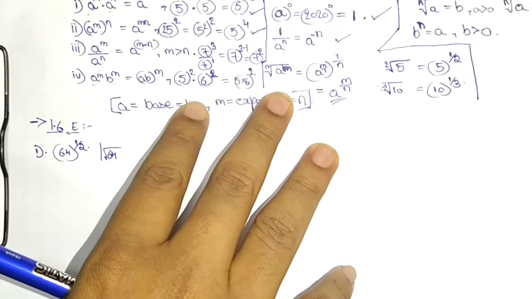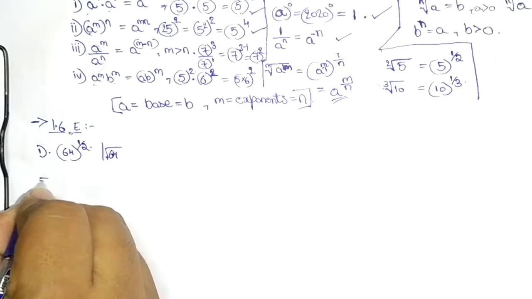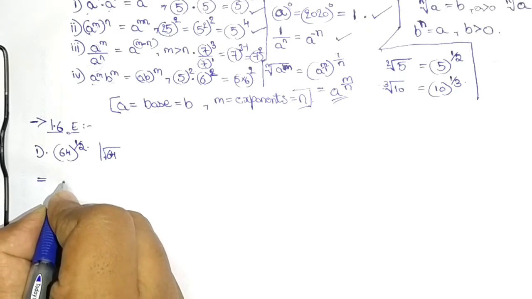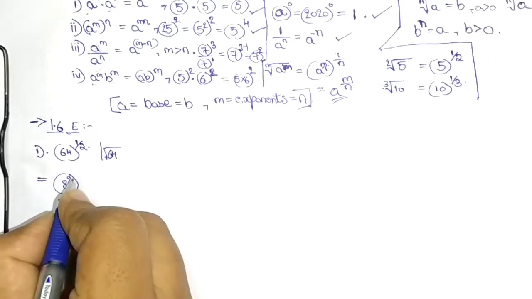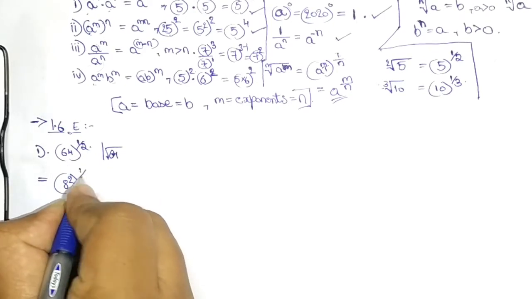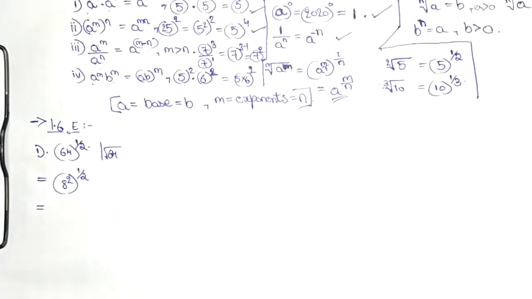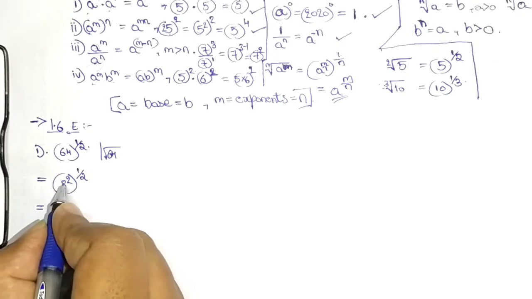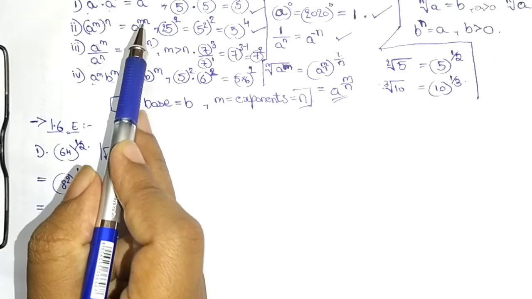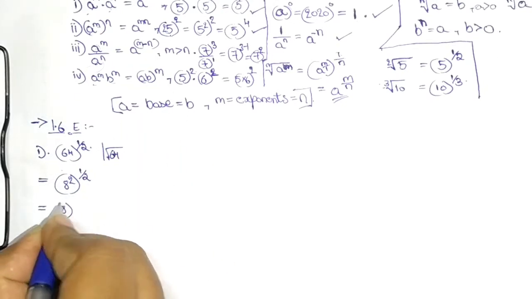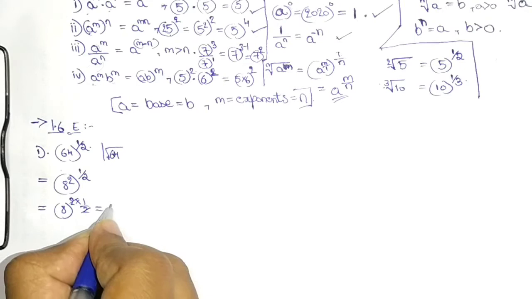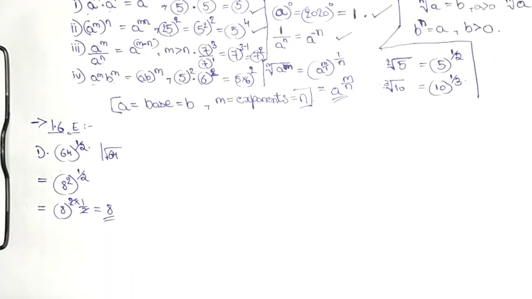If we go through the law of exponents, then we are going to do it this way. We know 8 into 8 is 64, so write 8 square is 64. 64 is written as 8 square, and half is retained. Now this is of the form a power m into n, which is going to be a power mn. That is, 8 power 2 into 1 by 2. 2 cancels, 8 power 1. This is going to be 8. Simple one.